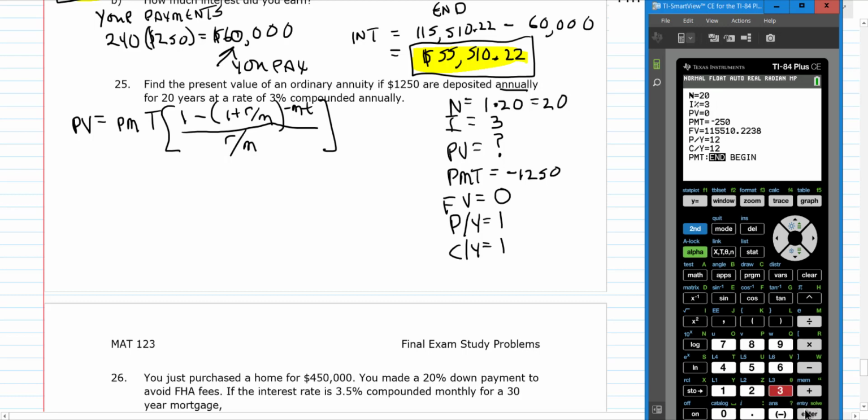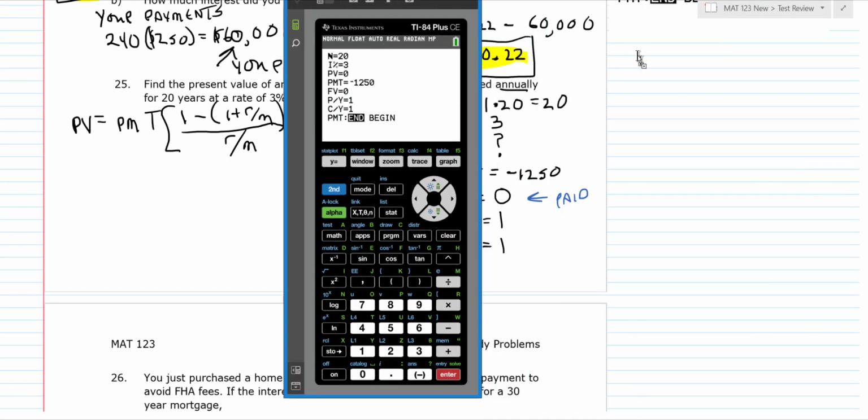You have a 3% interest. Present value, leave it alone. Your payments are negative $12.50 per year. Okay, future value. Remember, we're kind of like doing a loan, and that loan is going to be paid off. So you can think of something being paid off. All right, 1 payment per year and 1 compounding per year. So you want to get that set up like that initially.